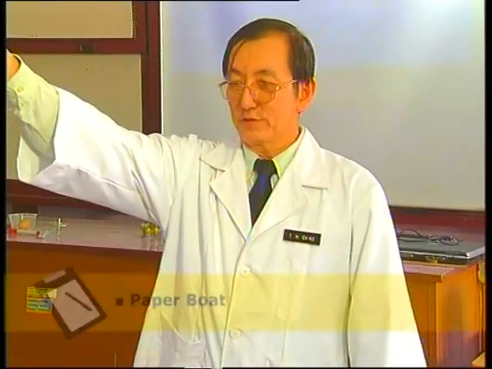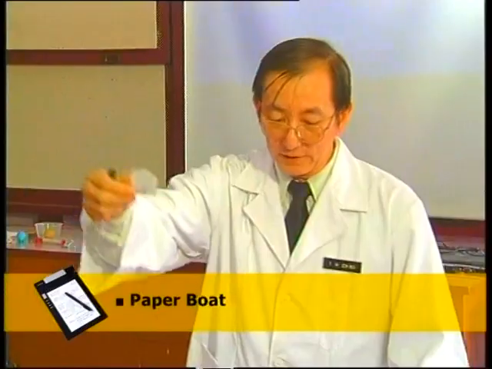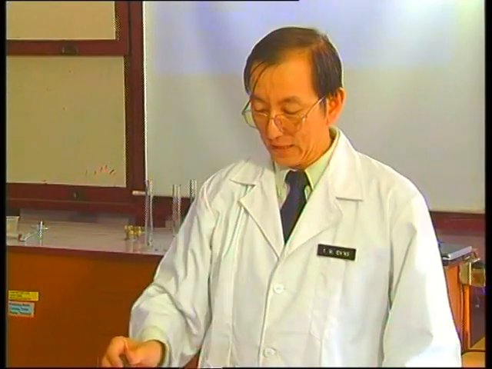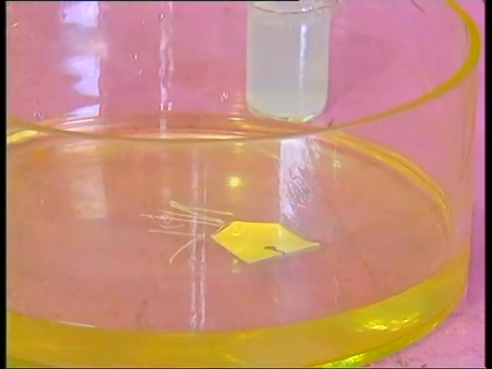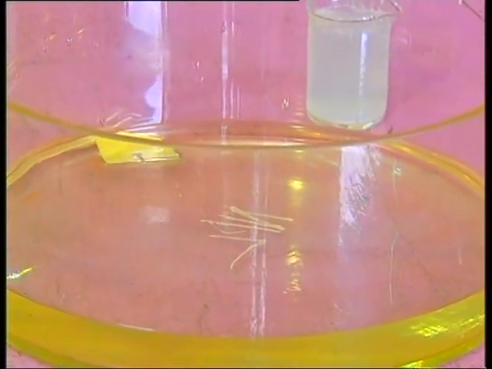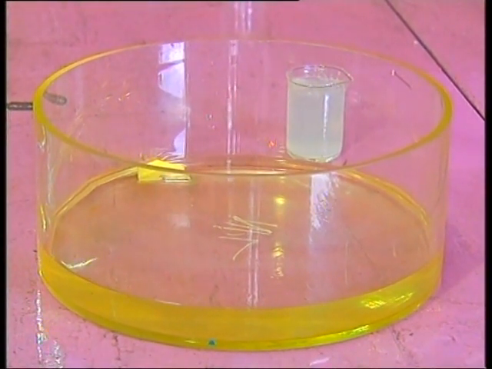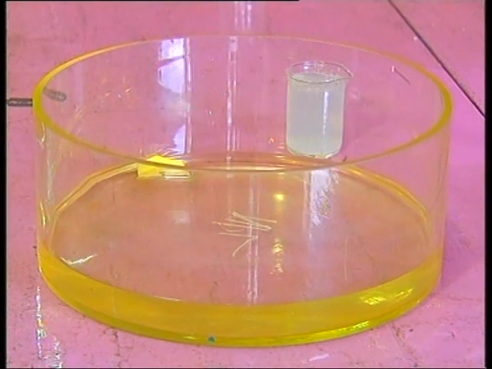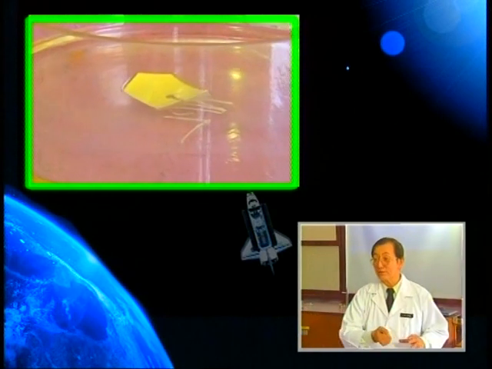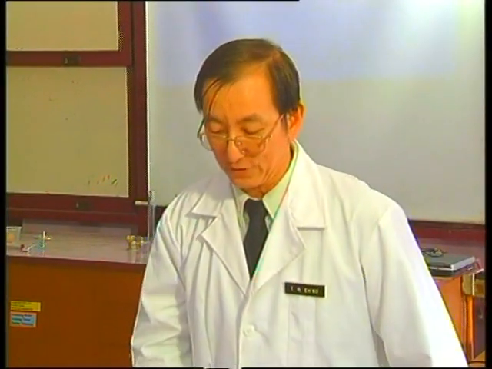Okay, now we have a paper boat. You place this on top of the water. It's floating on top of the water. Now I put the soap solution at the hole there. The boat just glides forward, because at the back of the boat, you weaken the surface tension. The surface tension in front of the boat will start to pull it. That's why the boat moves forward.